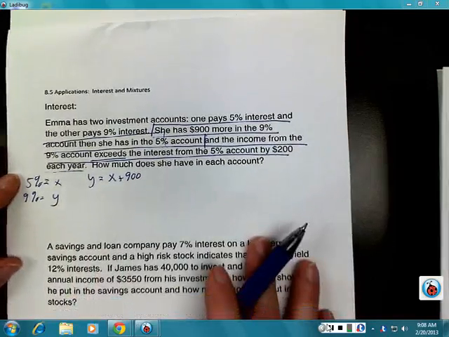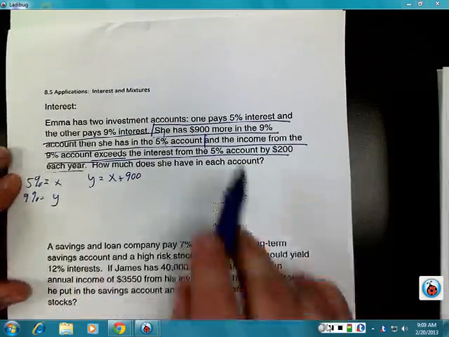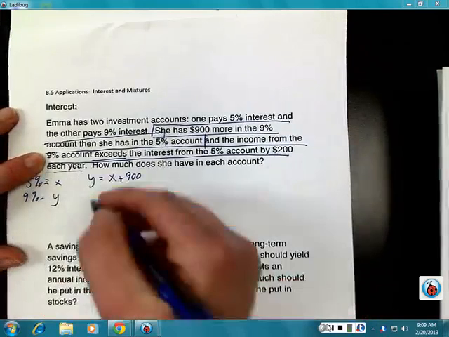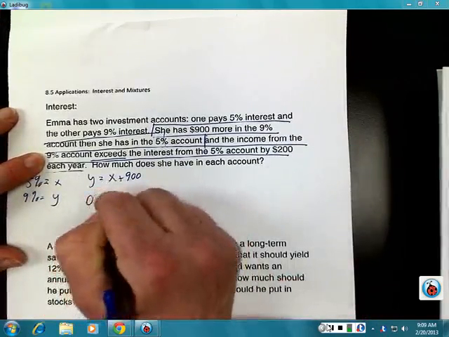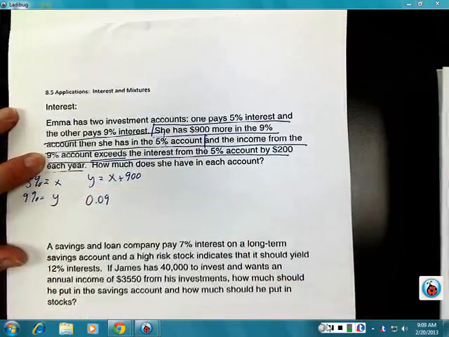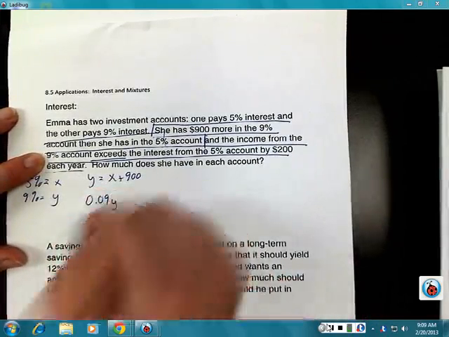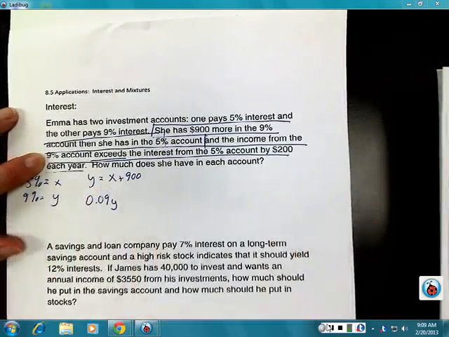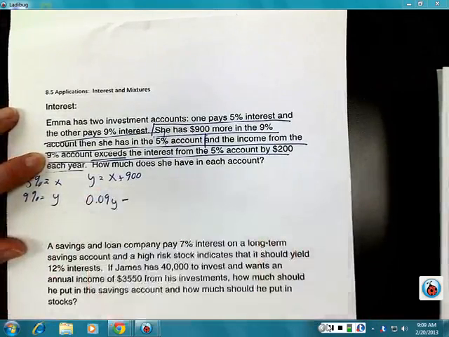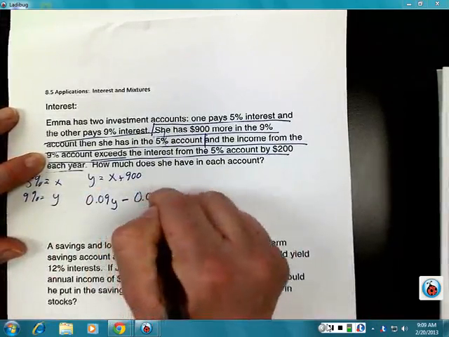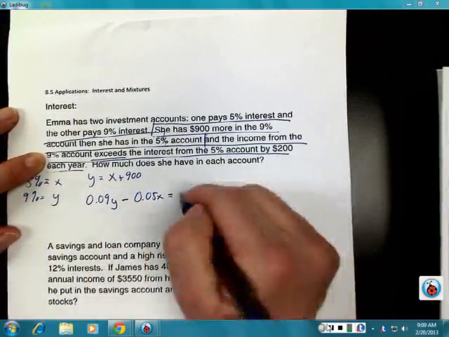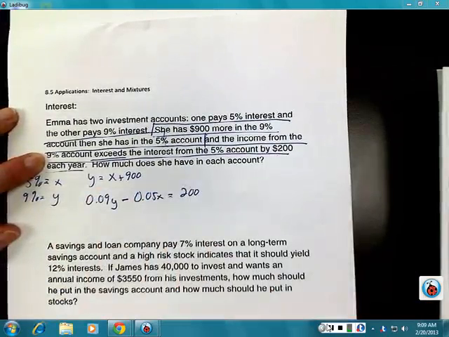Yes? No? Not seeing much out of you out there? Okay. So now we got to figure out what this thing means. And the income from the 9% account, so that's where your percentages come into play. And when you put your percents in, they need to be decimals. And so 9% of the Y account exceeds the interest of the 5%. And that's the tricky piece, because actually you need to subtract the 5% account from it to end up with the $200 difference in interest. Okay or not okay?